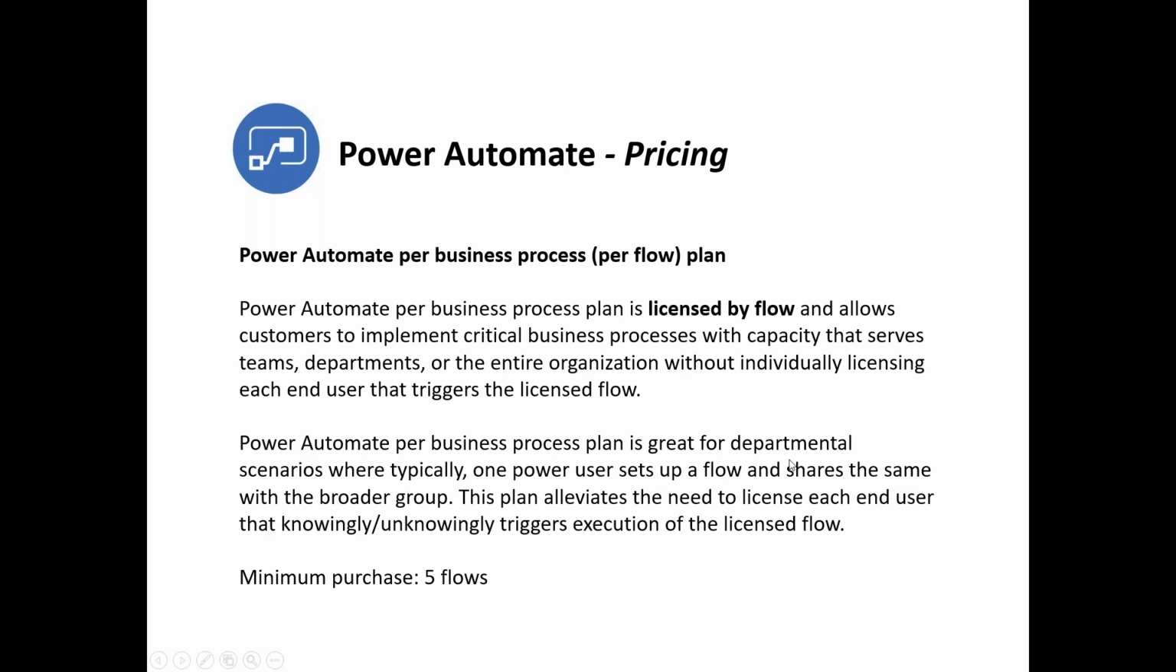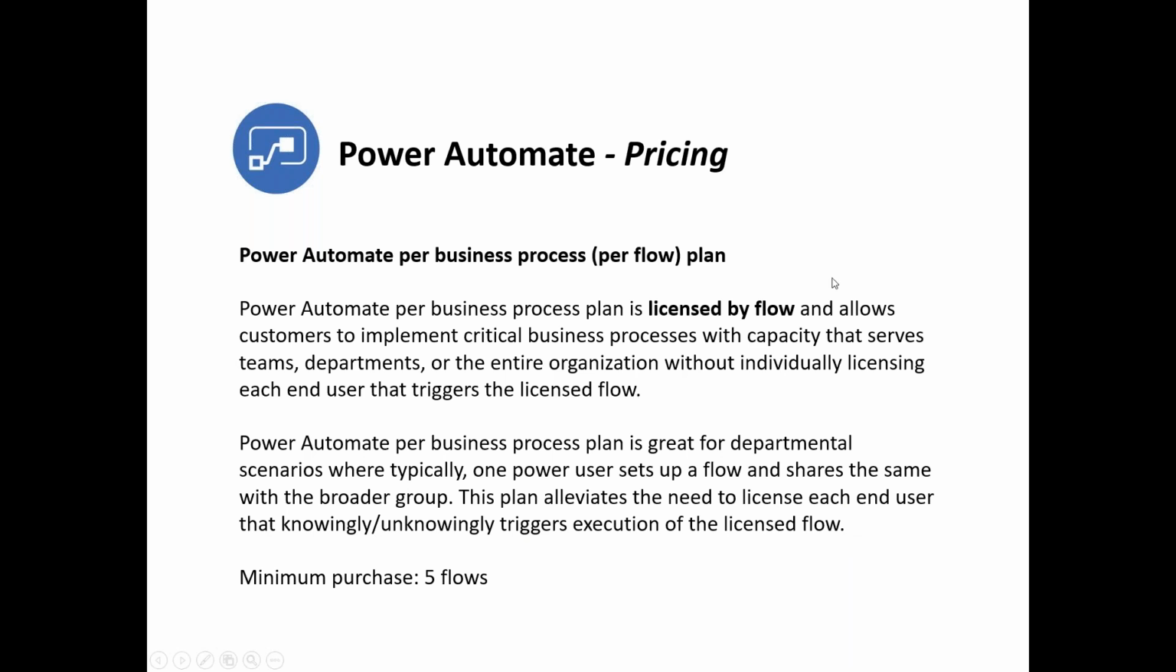So then it's just that $500 per month for the minimum purchase, $500 a month for 5 flows, and then $100 a month for every other one, unlimited users. It alleviates the need to license each end user that knowingly or even unknowingly triggers the execution of the licensed flow.